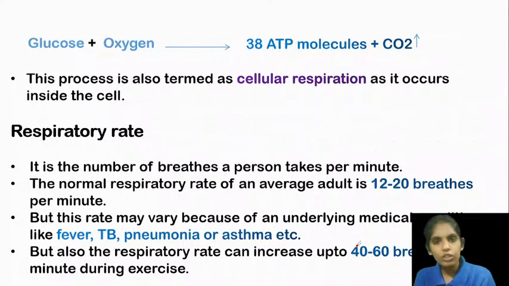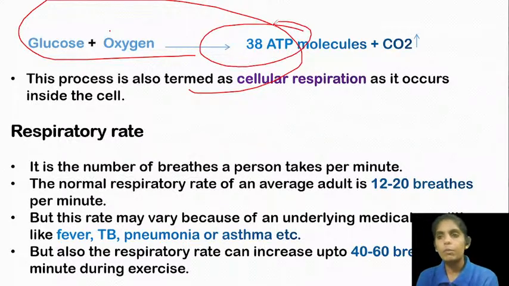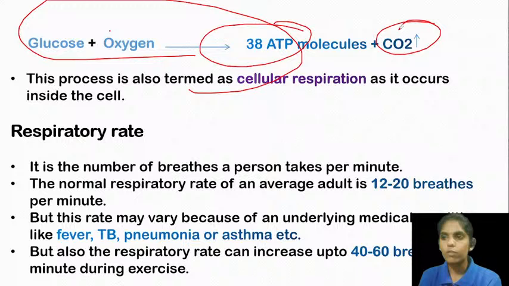This respiration is often termed cellular respiration. Why? Because respiration takes place inside the cells. So here is the chemical reaction. The glucose in the presence of oxygen produces around 38 ATP molecules, and the resulting CO2 is exhaled out of the body.